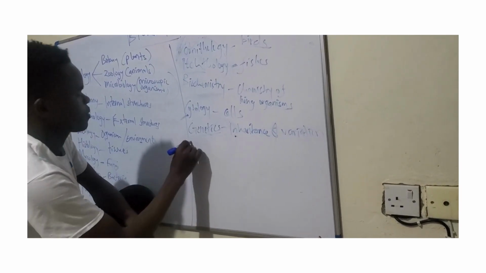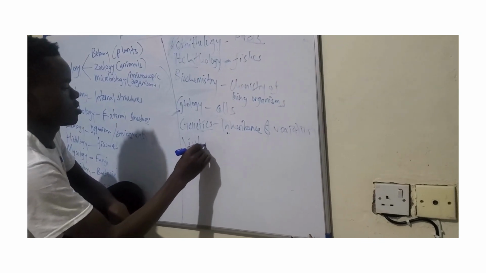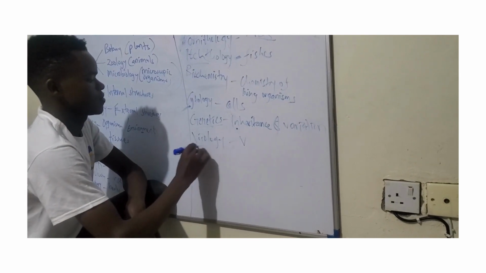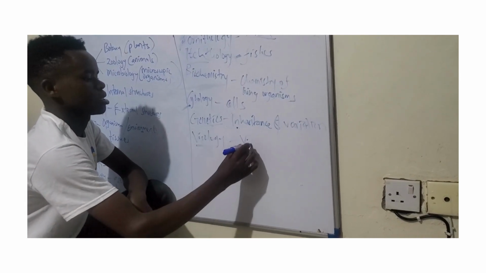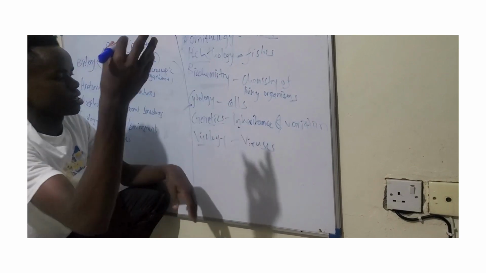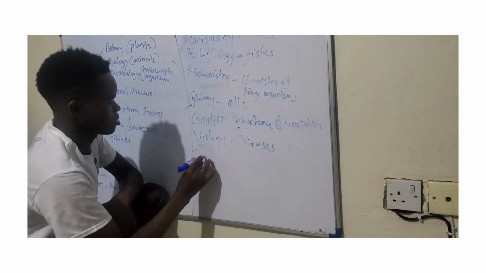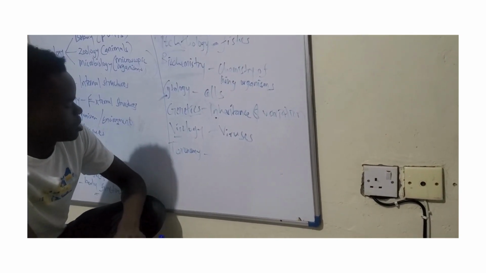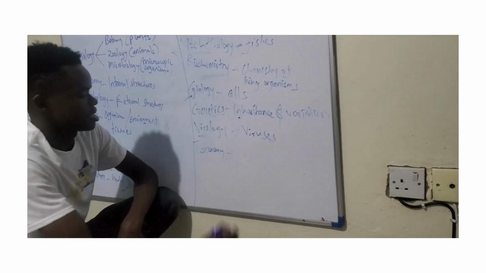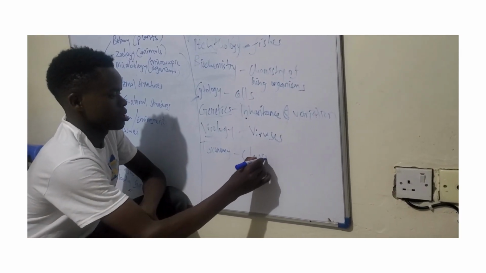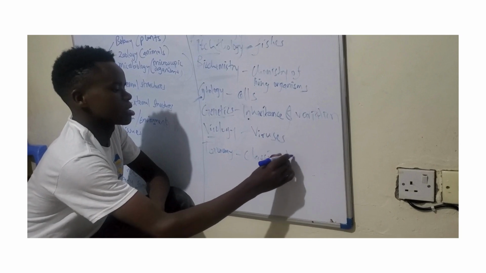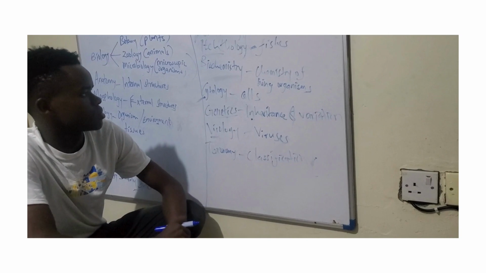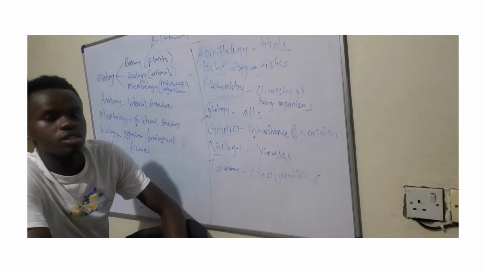From genetics we go to virology. Virology is basically the study of viruses. It's very simple. From the first initials, study of viruses. And lastly, we have taxonomy. What is taxonomy? Taxonomy is the study of classification, how you classify living organisms into their groups, taxa. The study of classification. So guys, we are through with the branches of biology.